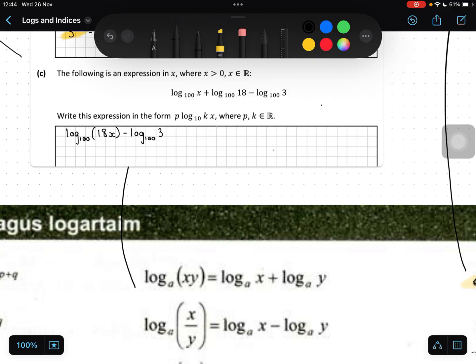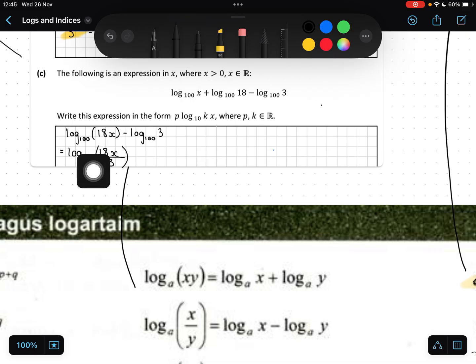Okay, or I can just carry that down and then look at it in the next line. A minus with the same base means that it becomes a fraction. So it's going to be equal to log with a base 100 of 18x over 3. So I should have made that bracket bigger. 18x over 3.